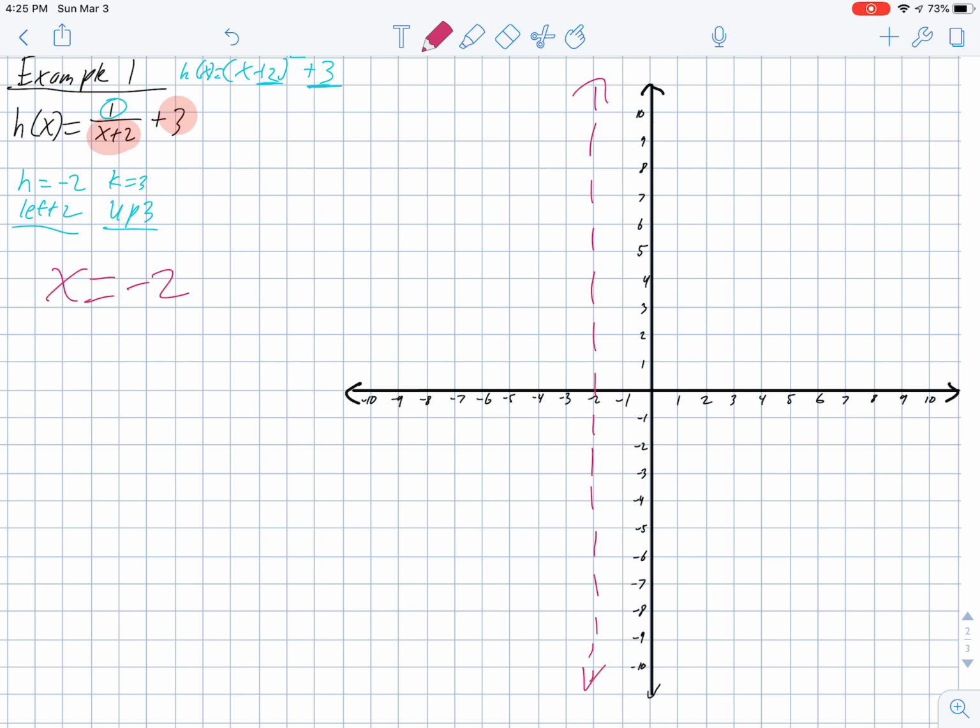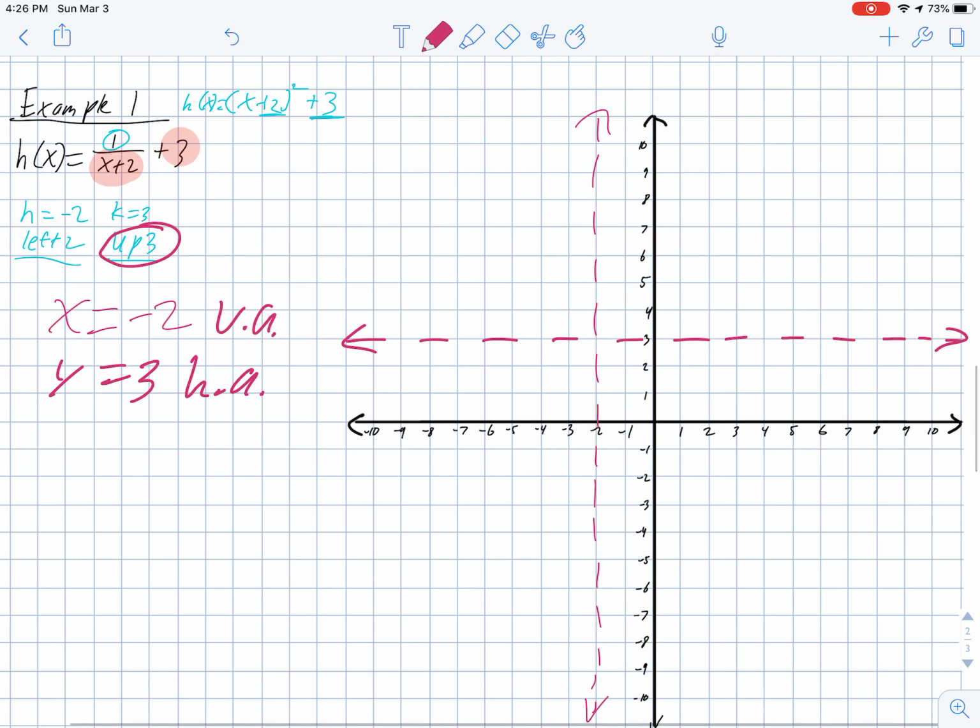And then similarly, the up 3 is going to shift the horizontal asymptote, which again, in the parent function is the x-axis. It's going to go up 3, so it's going to be up here at y equals 3. So y equals 3 is our horizontal asymptote. x equals negative 2 is our vertical asymptote, and there we are. The next step is going to be to find some critical points.